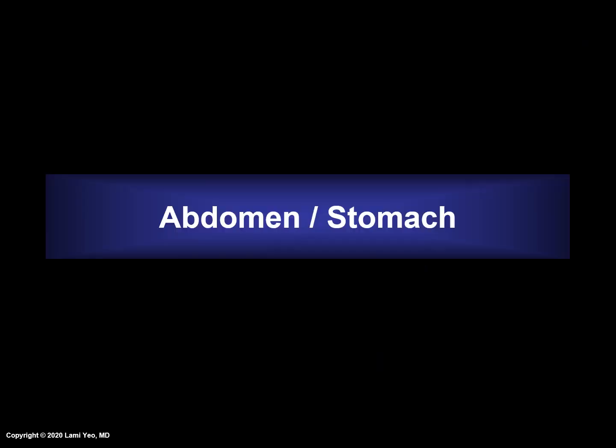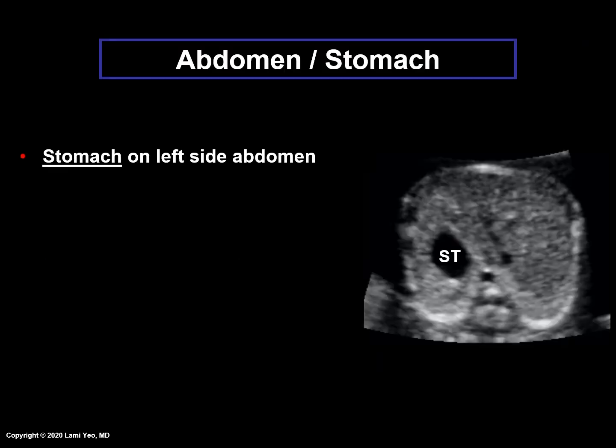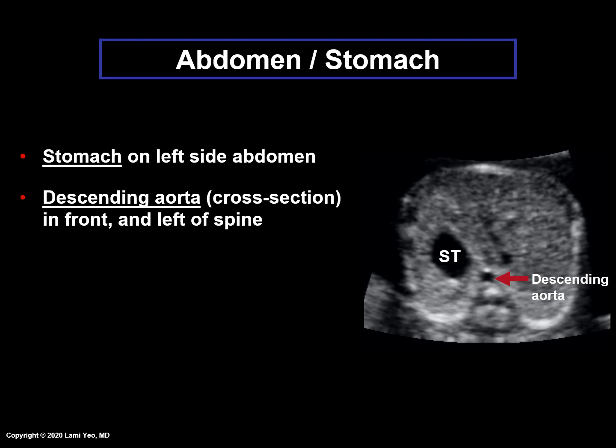Abdomen, stomach. In this view, the fetal stomach is located on the left side of the abdomen. The cross-section of the descending aorta should be in front and to the left of the spine, while the inferior vena cava is located to the right side of the spine.